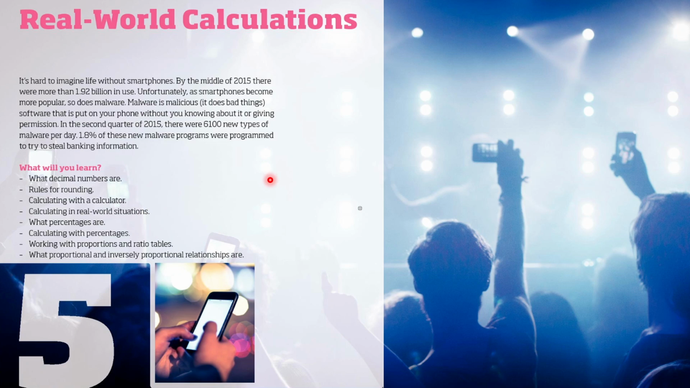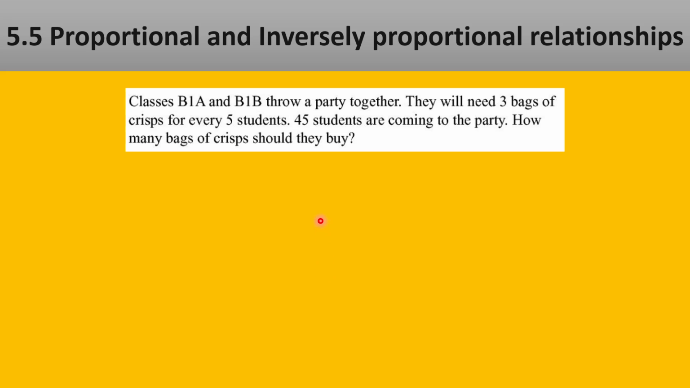Hello everyone, we're going to take a look at the last paragraph from chapter 5, real-world calculations, which all has to do with proportions, ratio tables, and so-called proportional and inversely proportional relationships. Those are the two last bullet points from this list. Let's just start with a question.